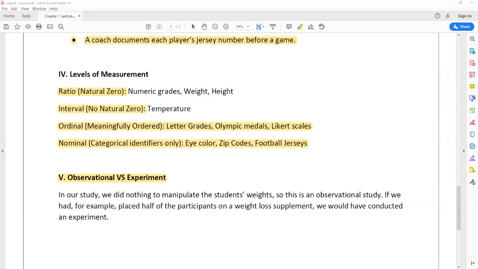So make sure you understand the difference between observational, which means you did not really participate directly, versus an experiment where you actually had some sort of an interaction with some of the participants.